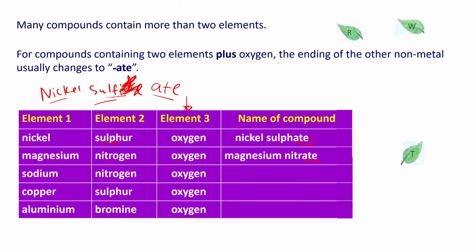So if you ever see "-ate" at the end of a compound name, you know oxygen is there, but it's hidden. You don't write nickel sulfoxygenide. Okay, that's too much of a mouthful. Or you wouldn't write magnesium nitrooxygenide. Again, it's too much of a mouthful. So instead, we write the letters A, T, E. So now pause it, have a go at the others.